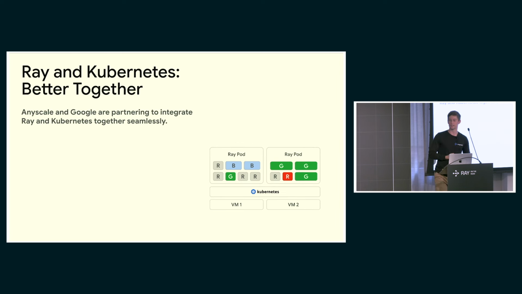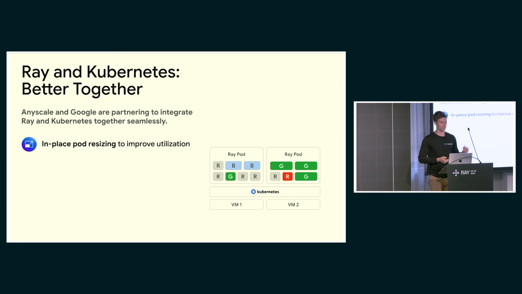So to that end, Anyscale and Google are partnering to improve the integrations between Ray and Kubernetes. And I'll give a few examples of concrete things that we're doing here. So the first is working towards supporting in-place pod resizing to dynamically scale up and down Ray pods within a Kubernetes node and basically give you the best possible utilization across all the applications running on your Kubernetes cluster.